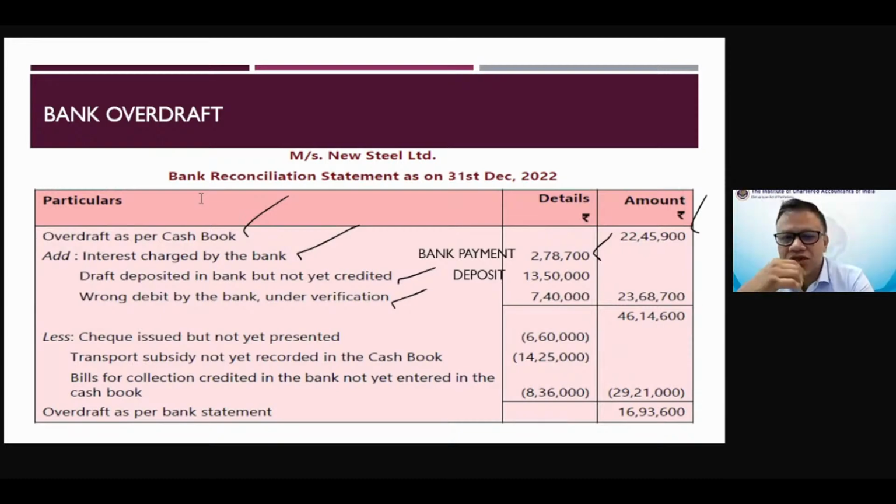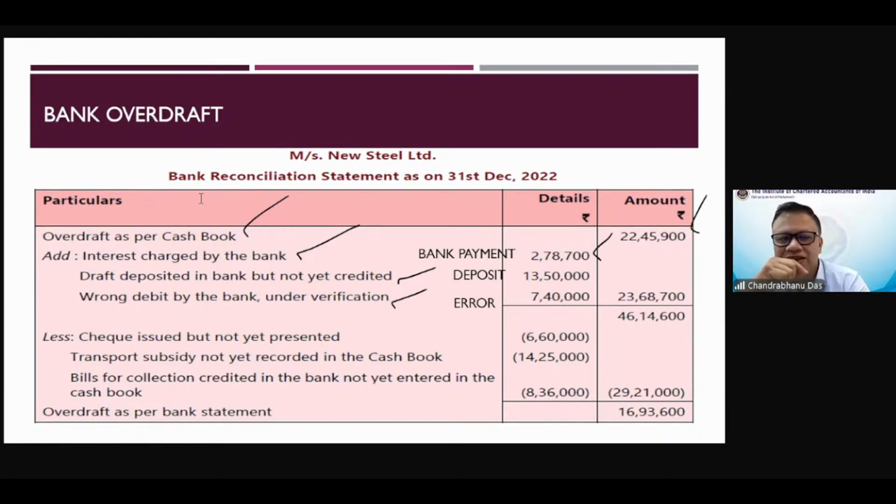So what I would suggest to students is to look through these illustrations. Once you work through them, you will be able to answer all the questions. I have incorporated two CA Foundation questions in these slides to show all these points. We were at this deposit. Just now, when we were talking about checks and errors, the error is done by the bank. It is a wrong debit by the bank, and it is under verification.